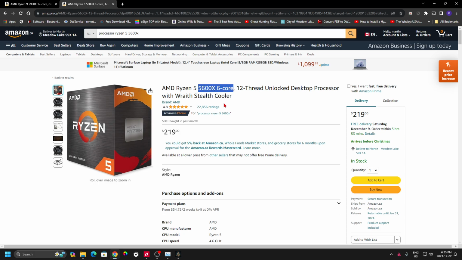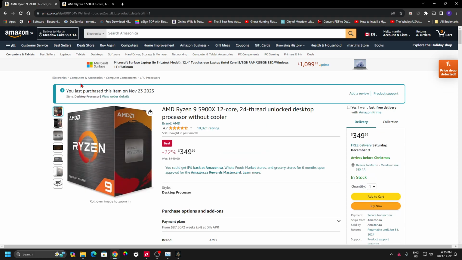So I said, okay, if I'm limited by my 5600, which is at 100% most of the time, I'm going to buy a 5900X, 12 core. I'm going to double the power, and I'm not going to be limited by my processor for the FPS. I should be able to get my 72 FPS, which is the refresh rate of my monitor.